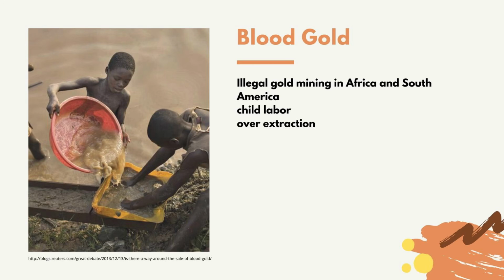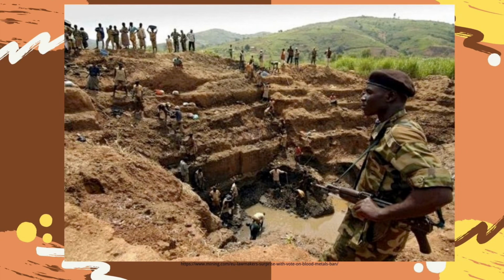As we can see in the picture on the left side, 2 child laborers are working in the gold pit. This picture is showing that a lot of blood gold extraction is controlled by an army. The army will force people to do their work, and that's the reason why it causes a lot of people to die and the over extraction.